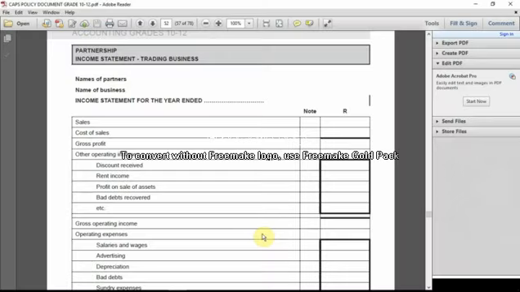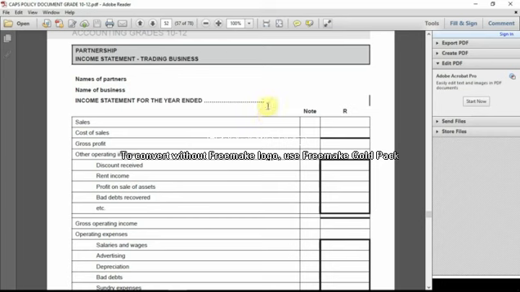Today we are going to focus on the financial statements of a partnership. Now, the first question that you may ask is, how do the financial statements of a partnership differ from those of the sole trader that you are used to? Well, they are basically the same.